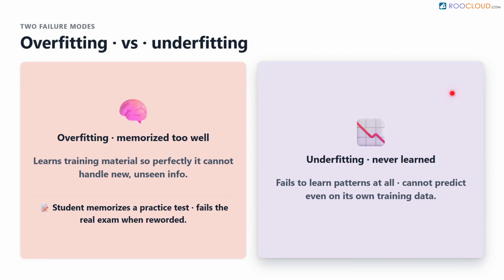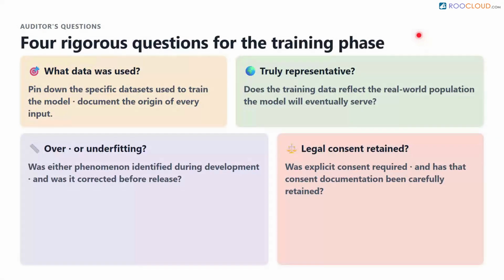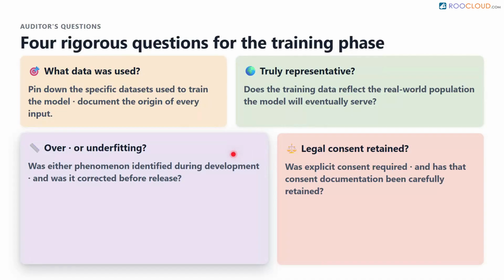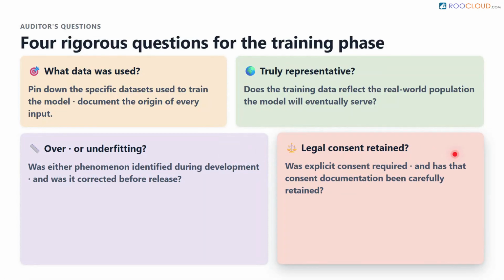As an auditor, you must ask rigorous questions about this phase. What specific data was used to train the model? Is it truly representative of the real world? Was overfitting or underfitting identified and corrected? And crucially, was explicit legal consent required to use this information? And has that consent documentation been retained?